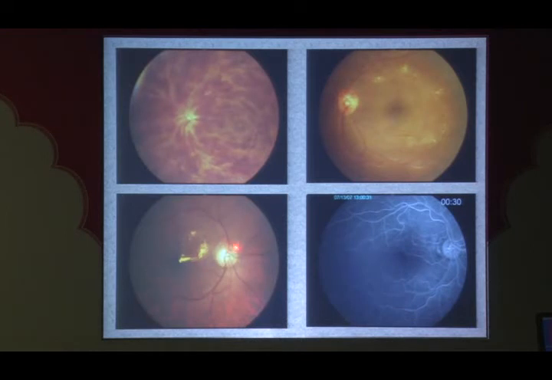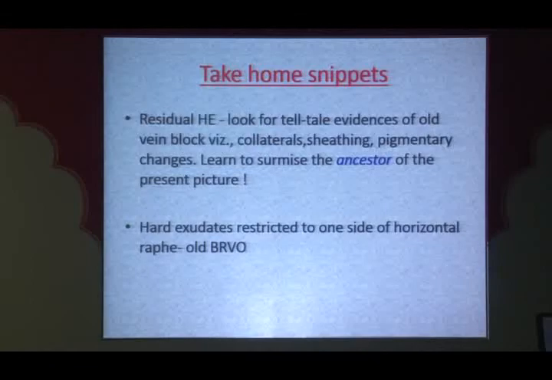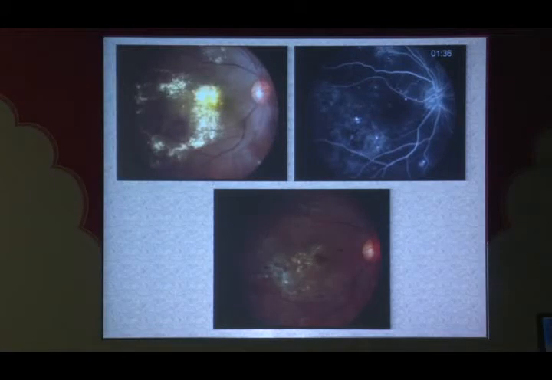And in this patient who was diagnosed as diabetic macular edema, there are no other signs of diabetic retinopathy in the fundus. You do an angiogram and you see these collaterals, and the hard exudates are restricted. These are some more examples of hypertensive retinopathy in the form of Elschnig spots and post-BRVO hard exudates. So look for telltale evidence of old vein blocks and learn to surmise the ancestor of the present picture. Hard exudates restricted to only one side of the horizontal raphe indicate an old BRVO.